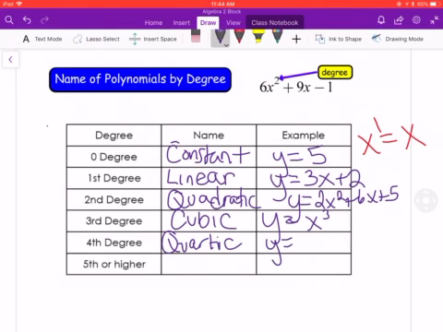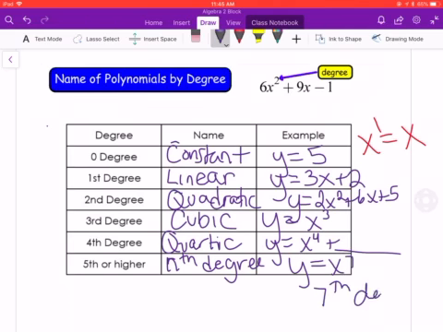That's anything like x to the fourth, and it could be anything after that, x to the fourth plus whatever. When it's a fifth degree or higher, we just use nth degree. So for example, if I have y equals x to the 7th, we would call that a 7th degree polynomial. So we just replace the n with the highest degree if it's 5 or more.